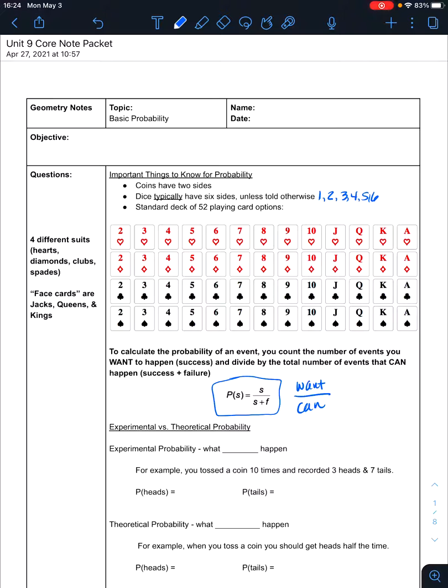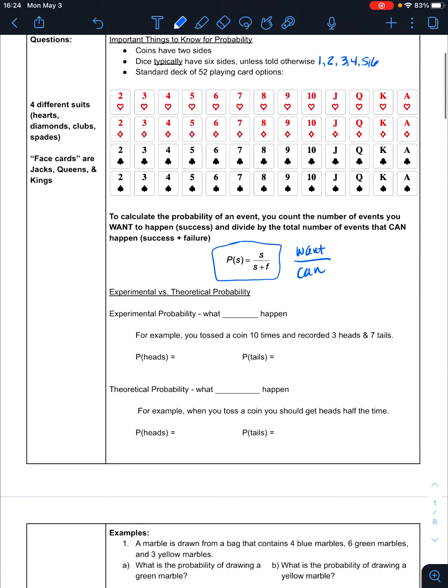So let's talk first about theoretical versus experimental probability. Say that you flip a coin 10 times. What should happen, which is theoretical probability, is that you should get heads half the time and tails half the time, because you have 2 possibilities and they're equally likely. So we know that you have a 50-50 chance.